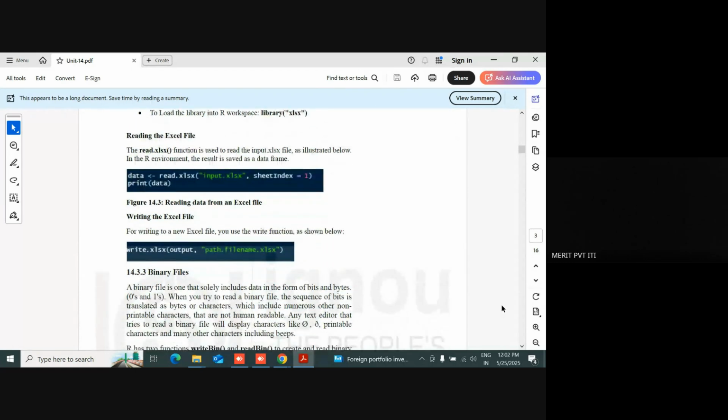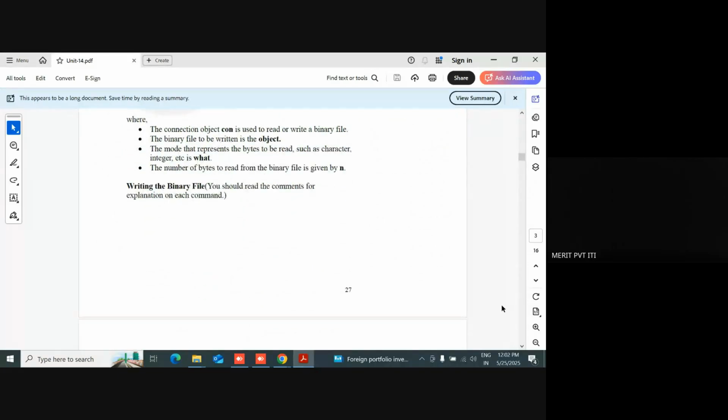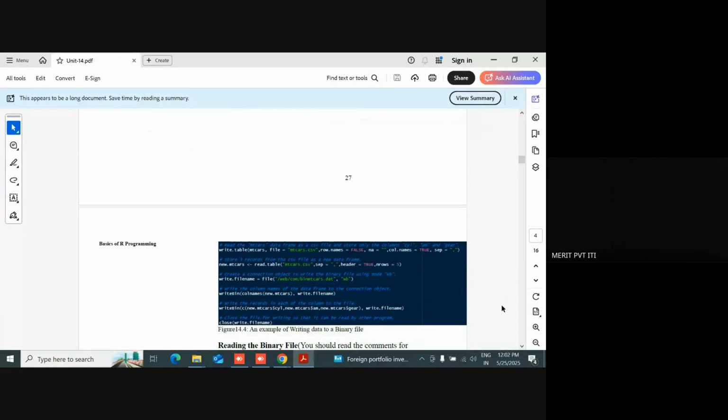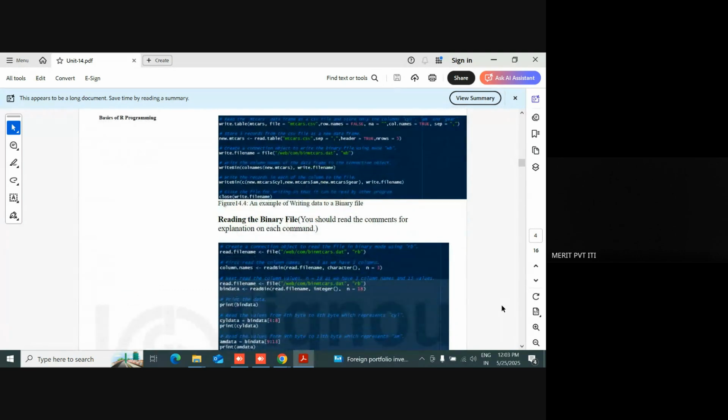The binary file is also shown in the same way. Look at this binary file. So that's the structure. Reading the binary file. This is the reading of the binary file.